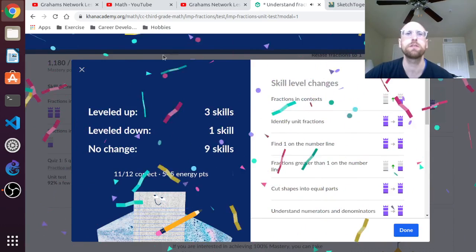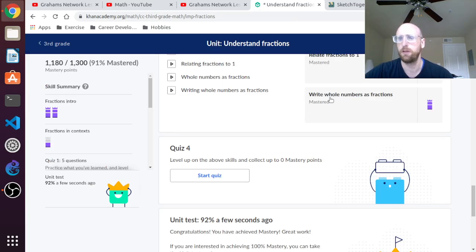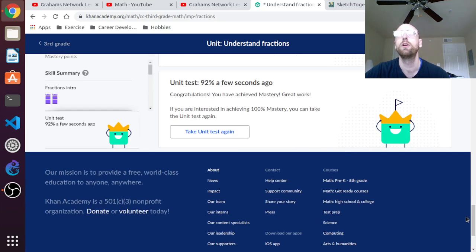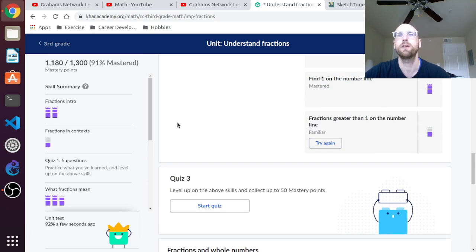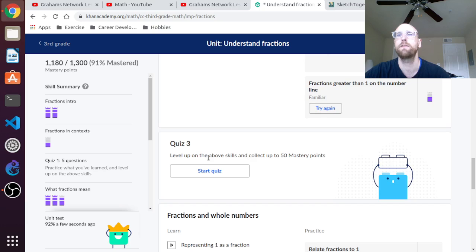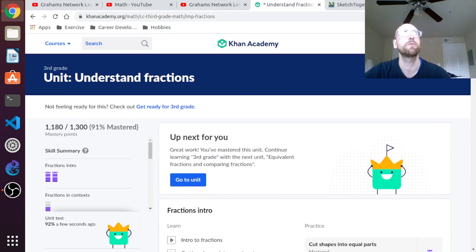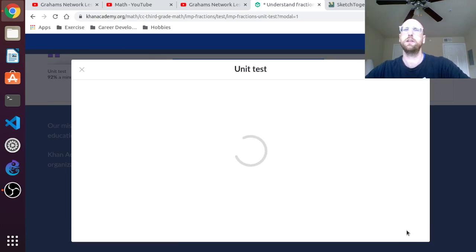Looks like I leveled up on 3 skills. Leveled down on 1, that's okay, but I did earn some energy points. So it looks like the video right now is at 52 minutes. So I can do something else, I think. It looks like if I'm interested in achieving 100% mastery, I can take the unit test again. The other thing I can do is collect 50 mastery points. I might be interested in that. Let's try just taking it again and see if I can, because now that I'm a little bit more warmed up.